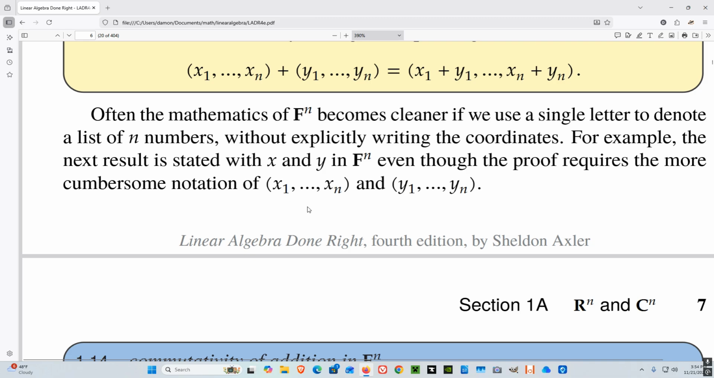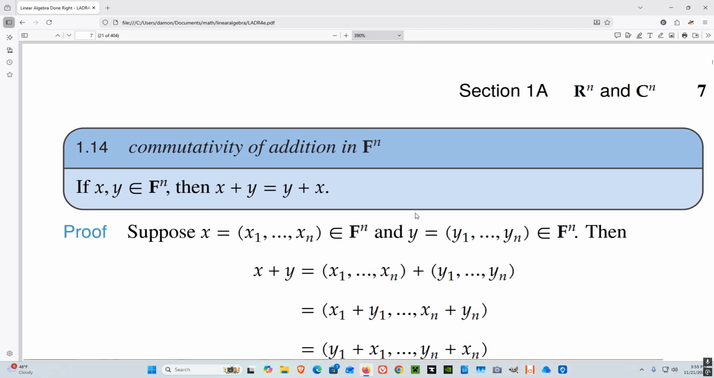Often the mathematics of F^n becomes cleaner if we use a single letter to denote a list of n numbers, without explicitly writing the coordinates. For example, the next result is stated with x and y in F^n, even though the proof requires the more cumbersome notation of x1 through xn and y1 through yn. Commutativity of addition in F^n.